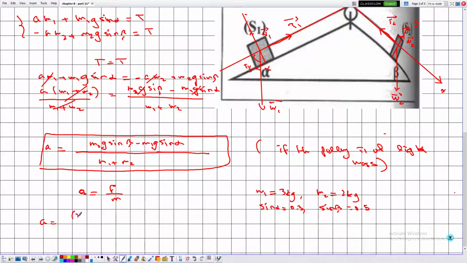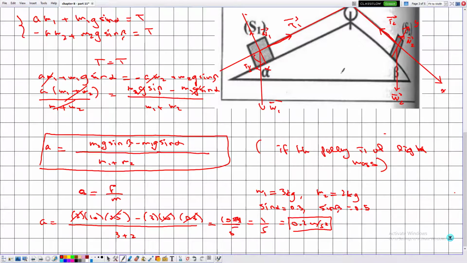So 2 multiplied by 10 multiplied by 0.5 minus 3 multiplied by 10 multiplied by 0.3, divided by the total mass, which is 3 plus 2. Now directly this with this gives us 1, so it's 10. This with this will give us 3 multiplied by 3, which is 9. So 10 minus 9 divided by 5, which is equal to 1 over 5, which is equal to 0.2 meters per second square. So the acceleration of the system is given by 0.2 meters per second square.